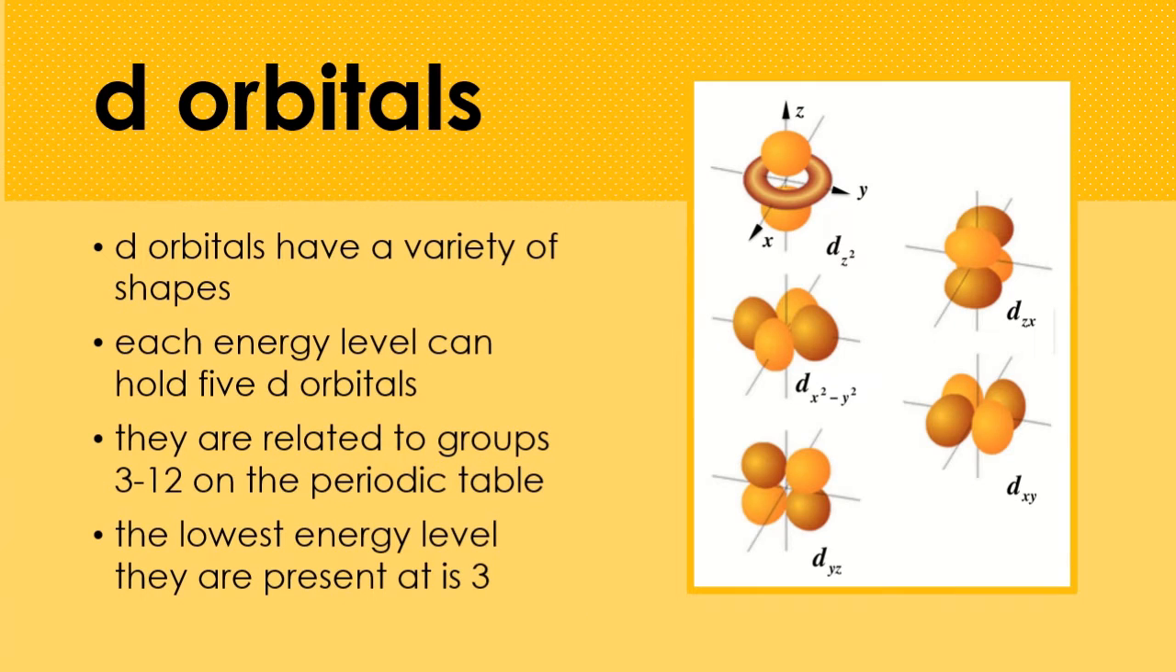As we move on to d orbitals, as you can see, there are a maximum of 5 orbitals, which means we can fill up to a maximum of 10 electrons from 5 d suborbitals. This only occurs at energy level 3. Energy level 3, in simpler words, means from period 3 elements onwards.